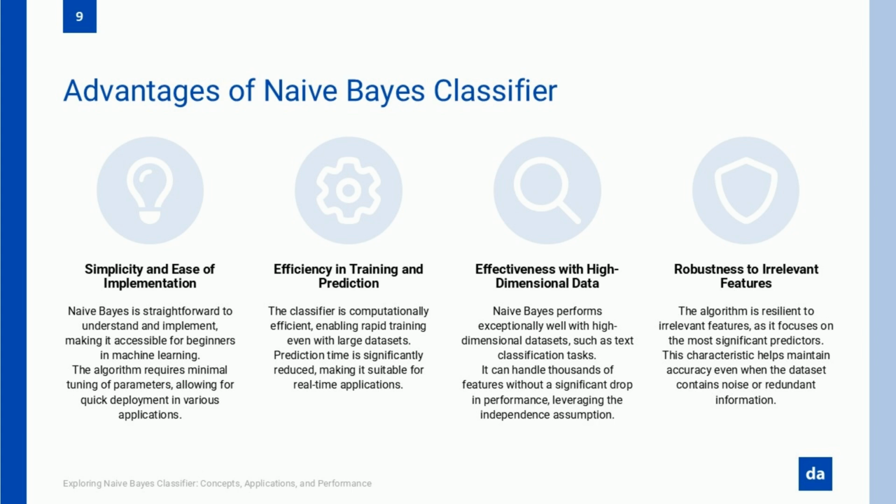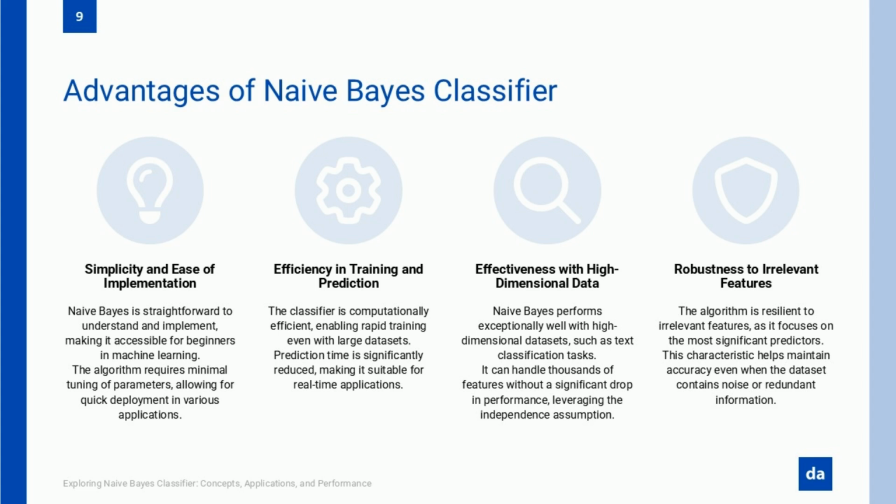Let's break it down. First, simplicity and ease of implementation stand out as defining strengths. Naive Bayes is straightforward to understand, making it an excellent starting point for beginners in machine learning. There's no need for extensive parameter tuning or complex architectures. The algorithm can be implemented with just a few lines of code, yet it provides solid results in many use cases. This ease of use also translates to speed. Naive Bayes is quick to deploy, whether you're building a spam filter, classifying documents, or analyzing sentiment.